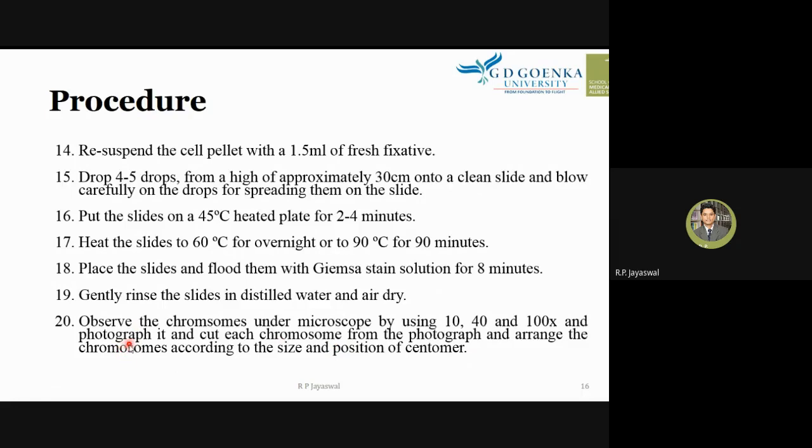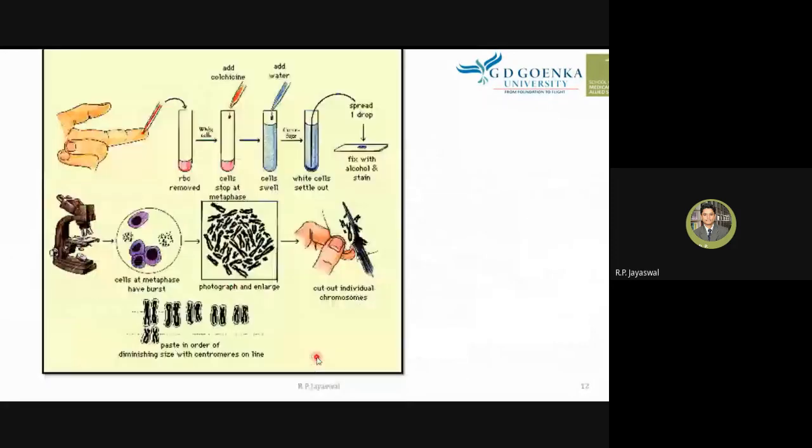Then we can print out the photograph. We can cut each chromosome from the photograph, and we can arrange the chromosomes according to the size and the position of the centromere. So this is what we need to do. Here, this is what happens. This is the summary of the steps.